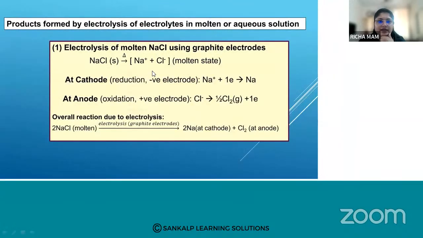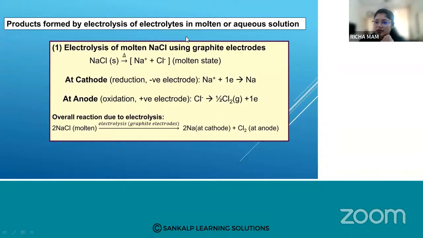In the last class we discussed the electrolysis of molten NaCl using graphite electrodes. Your two electrodes are made of graphite, which is nothing but an allotrope of carbon. So the two carbon electrodes, that is, graphite electrodes, are dipped in the molten solution of NaCl, that is, sodium chloride. The sodium chloride is there in the beaker, and two electrodes are dipped.